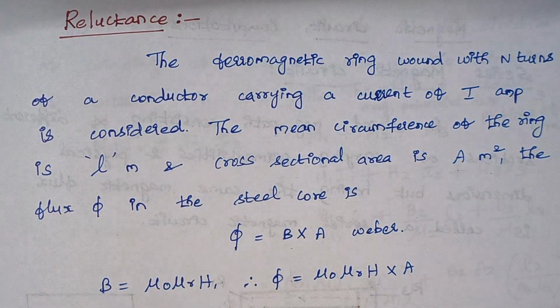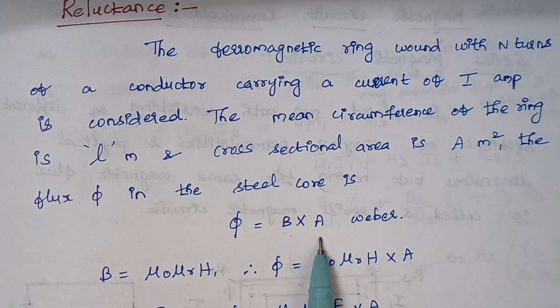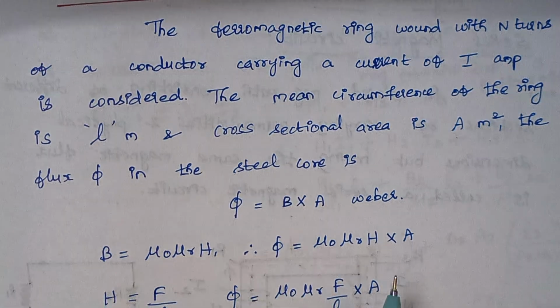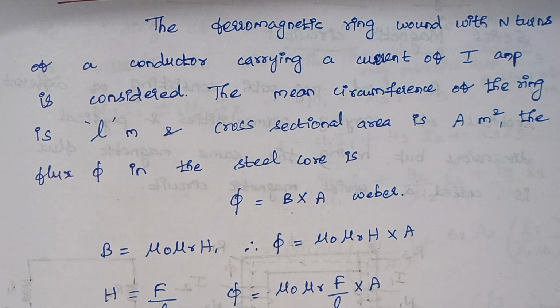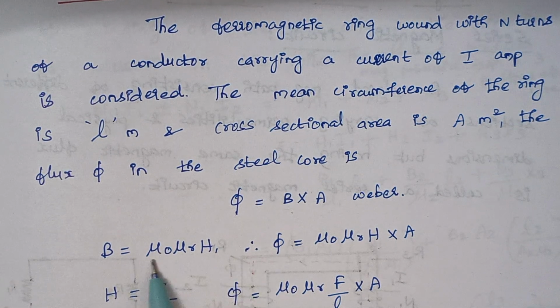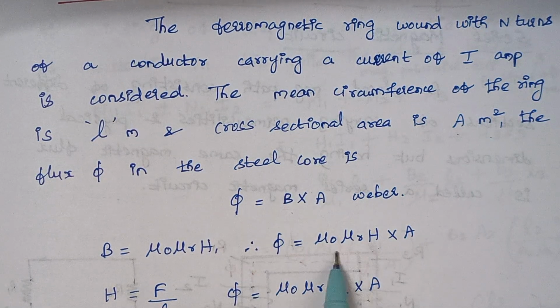So the flux is given by the formula: the flux is given by B into A. Again the formula for B is mu naught mu r H. We will generally write it as mu H, and mu is nothing but mu naught mu r. So B is equal to mu naught mu r H, and we are substituting this value here. So the equation for phi becomes mu naught mu r H into A.